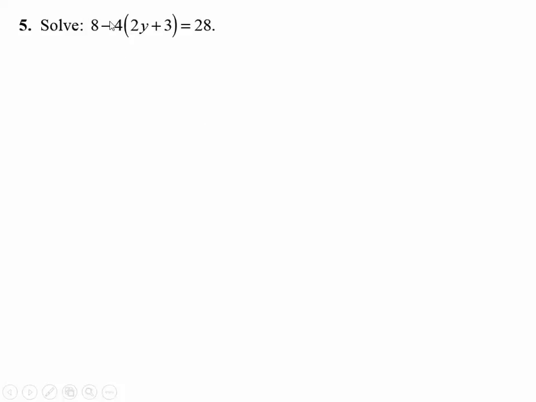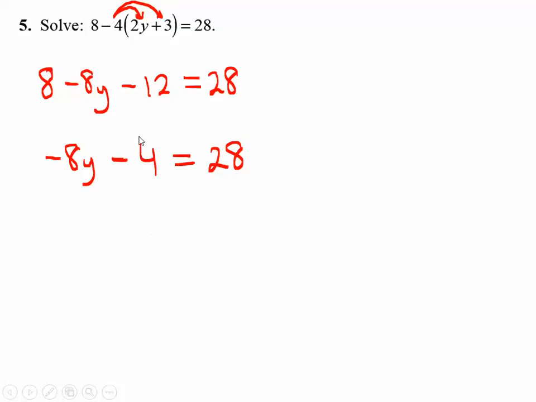All right, what this problem is supposed to teach you is this whole concept of multiplying through or distributing, but you have a minus sign in front of this 4. So what you're going to do is you're going to distribute this as a -4. So -4 times 2y and -4 times 3. So the 8 stays on the outside. But then we have -8y minus 12 gives you the 28. So like terms here on the left hand side are 8 and -12. So if you put those together, it should give you a -4.